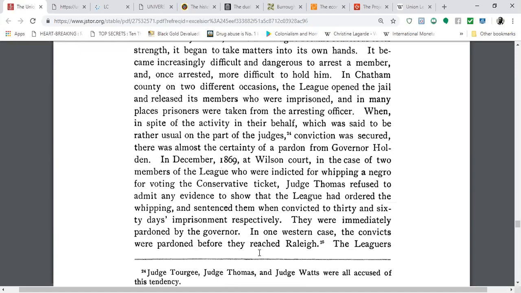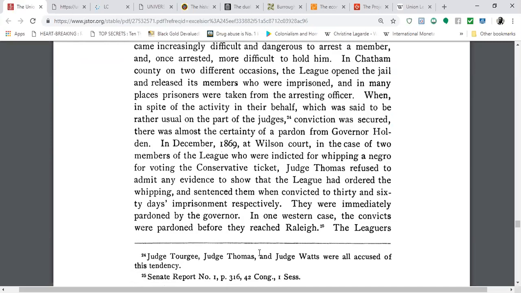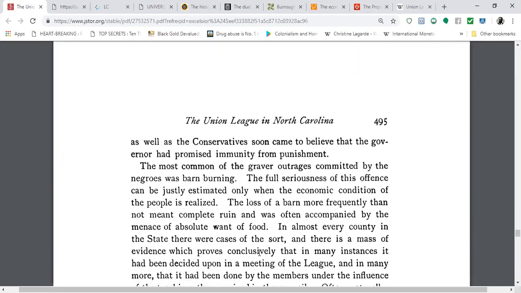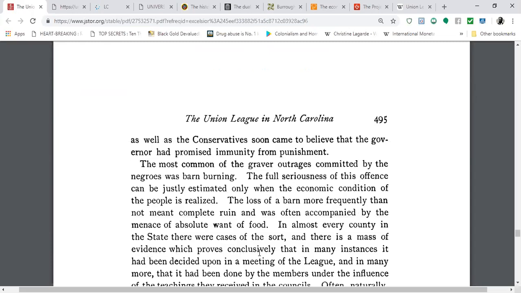When, in spite of the activity on their behalf, which is said to be rather usual on the part of the judge, a conviction was secured, there was almost a certainty of a pardon from Governor Holden. In December 1869 at Wilson courthouse, in the case of 2 members of the League who were indicted for whipping a Negro for voting the conservative ticket, Judge Thomas refused to admit any evidence to show that the League had ordered the whipping, and sentenced them, on being convicted, to 30 and 60 days of imprisonment respectively. They were immediately pardoned by the governor. In one Western case, the convicts were pardoned before they reached Raleigh. The Leaguers, as well as the conservatives, soon came to believe that the governor had promised immunity from punishment.